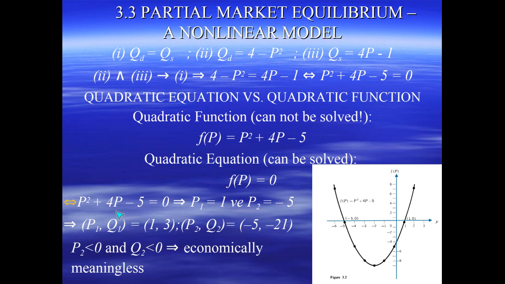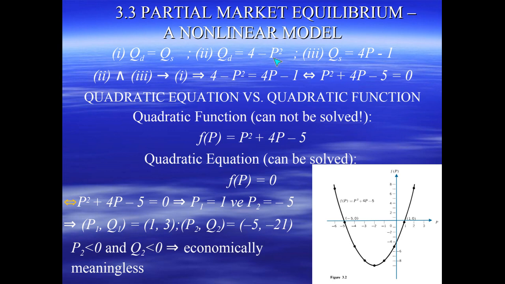If we try minus 5: minus 5 times minus 5 is 25. Minus 5 times 4 is minus 20. Minus 5 more is minus 25. 25 minus 25 is 0. So P2 equals minus 5 satisfies the equation as well. This is a solution. We can also put this in one of the demand or supply equations: 4 minus 1 is 3. So P1 star, Q1 star, the first equilibrium, is (1, 3), where the price is 1 and quantity is 3.